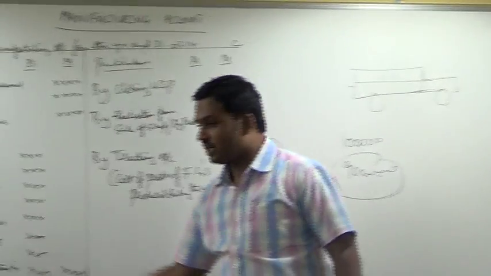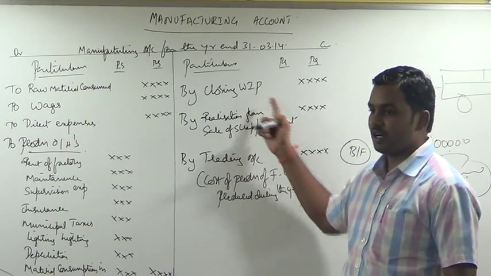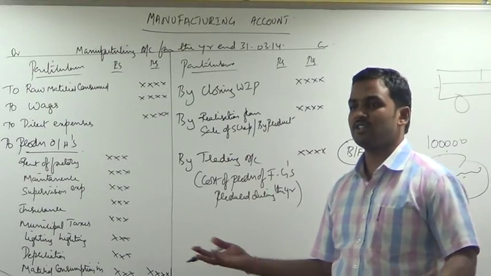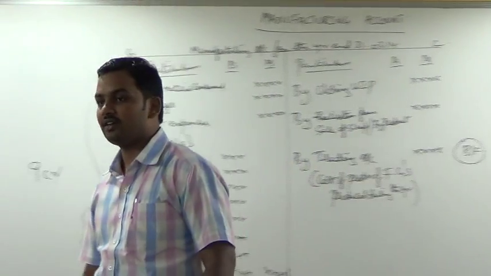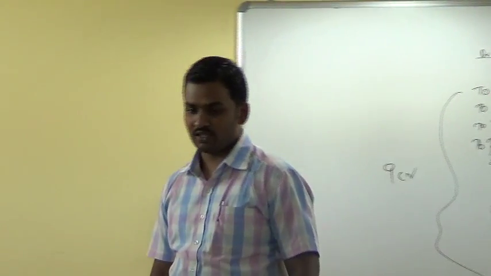So these are all your expenditure incurred. This is your elimination from cost. This is your income. Remaining expenditure is automatically incurred on what? Production of finished goods produced during the year. Is it clear? This is the format of the manufacturing account.